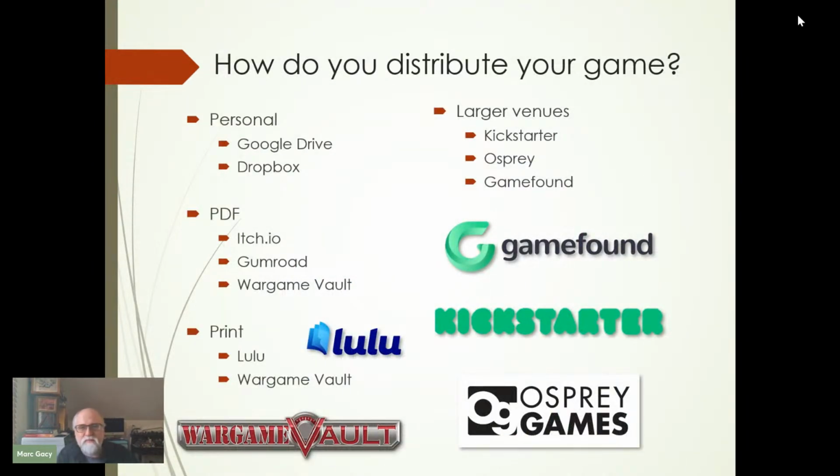How do you distribute your games? I don't really know a whole lot about this because I haven't really done it, but I do know of other people that do. The way they do things is sometimes they'll even sell it and then give you access to a Google Drive or a Dropbox, or free. You can just go there and get it. That's super simple. If you want to put it onto a site, like create a PDF and put it on a site, itch.io, Gumroad, Wargame Vault, those are all places that sell PDFs of games.